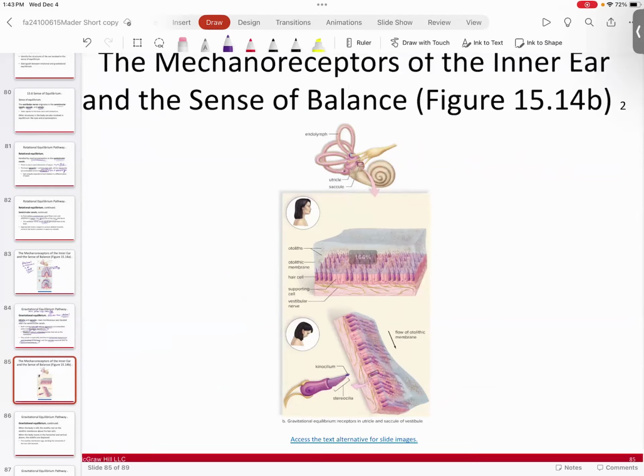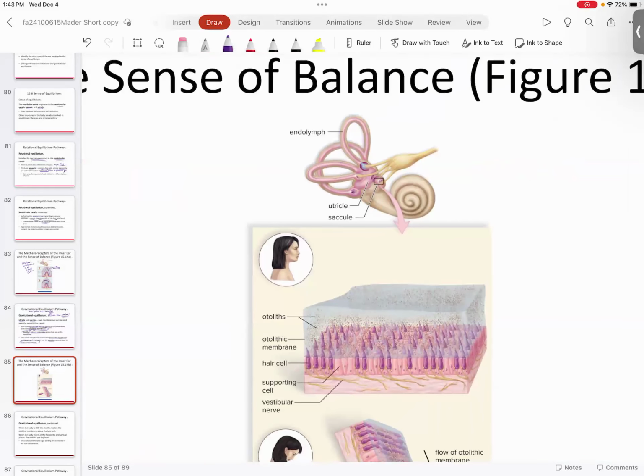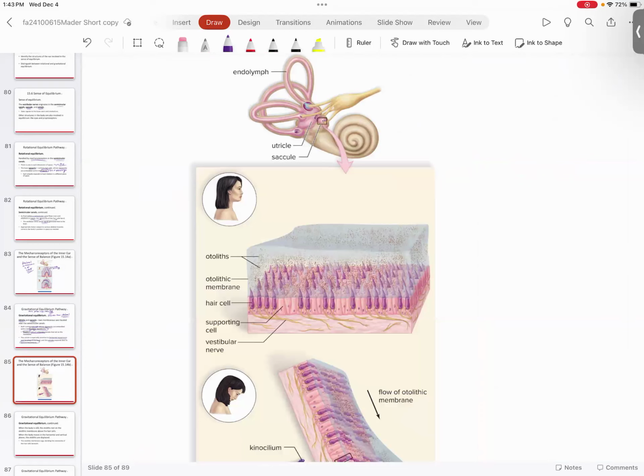This is what it looks like. So in the utricle and the saccule, you're going to notice you have your vestibular nerve, which is feeding the hair cell layer. So the hair cells are embedded in this membrane, and they have their little stereocilia sticking out. Notice it's a very common idea, right?